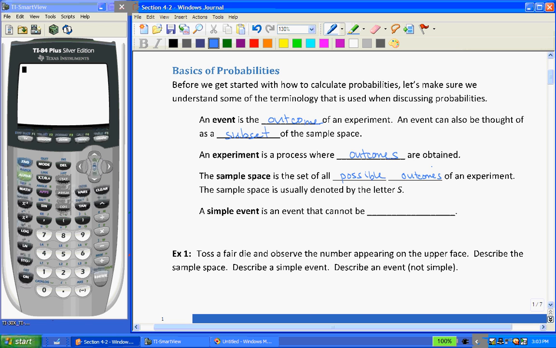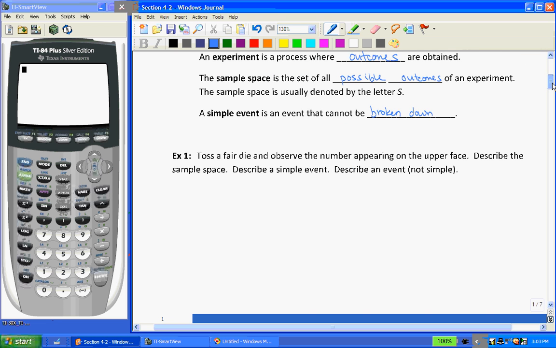A simple event is an event that cannot be broken down. A simple event is pretty much what it is. It's not made up of smaller little events. And I think the contrast between a simple event and a compound event will be more obvious as we work through some examples. So let's take a look at example 1.